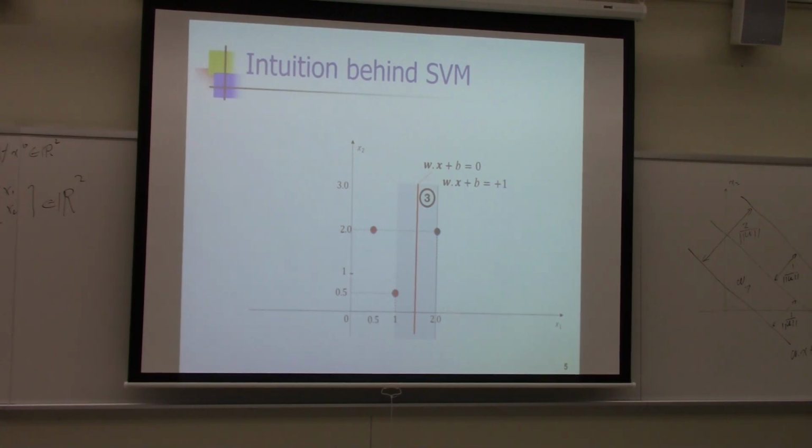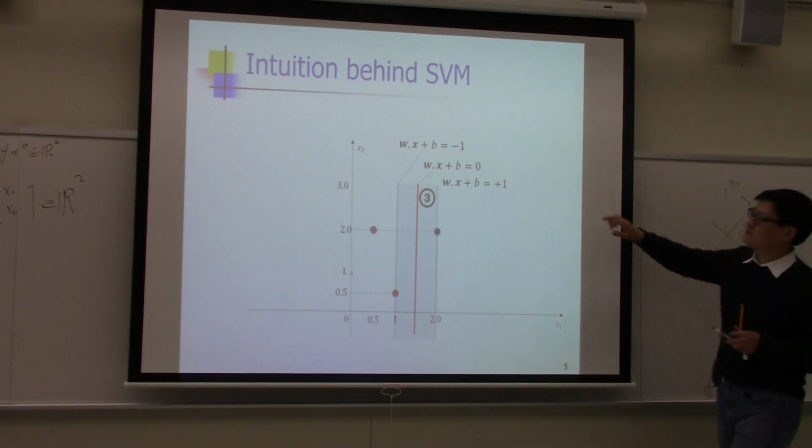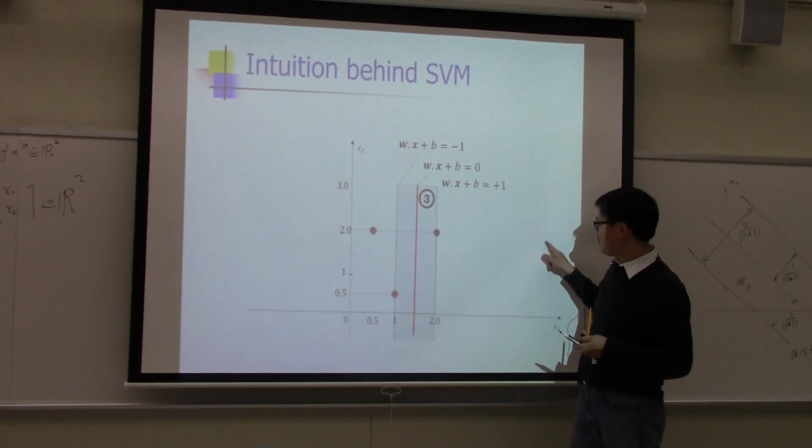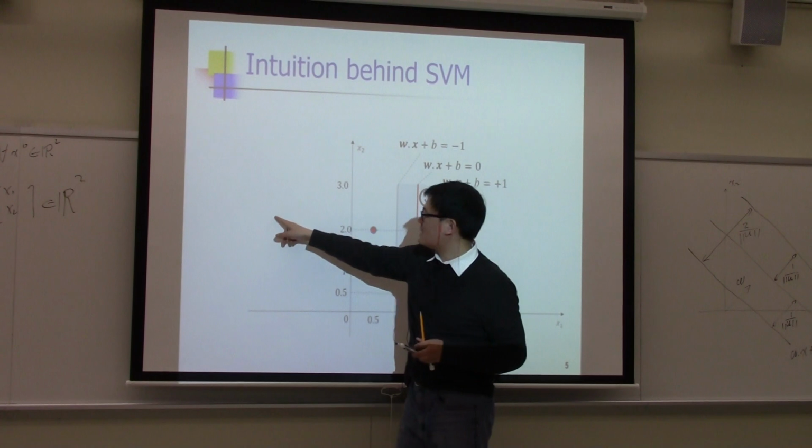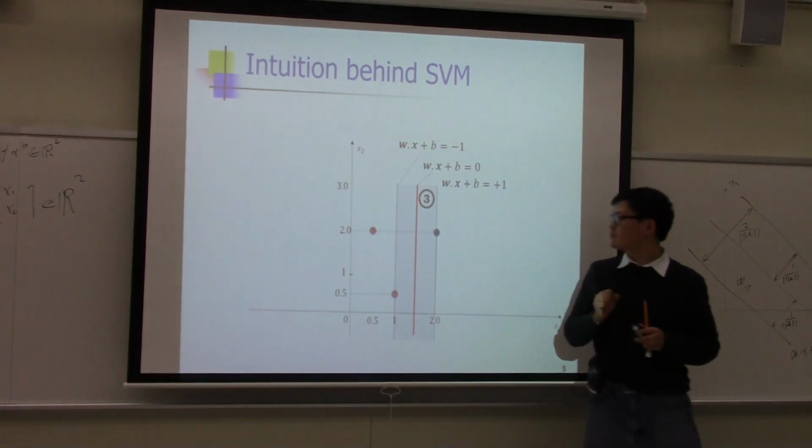Here we define black class as the positive class, and red class as the negative class. If you define red class as negative class, then this should be w dot x plus b equal to minus 1. And then another boundary is w dot x plus b equal to minus 1. So this is the positive space, and this is the negative space.